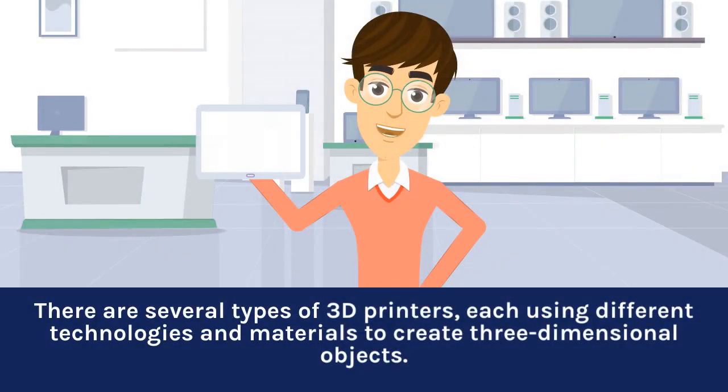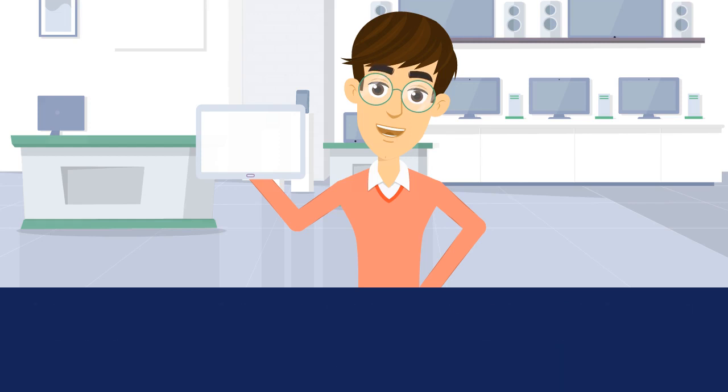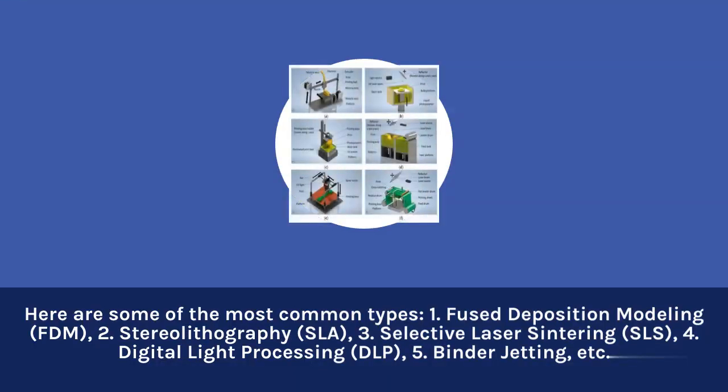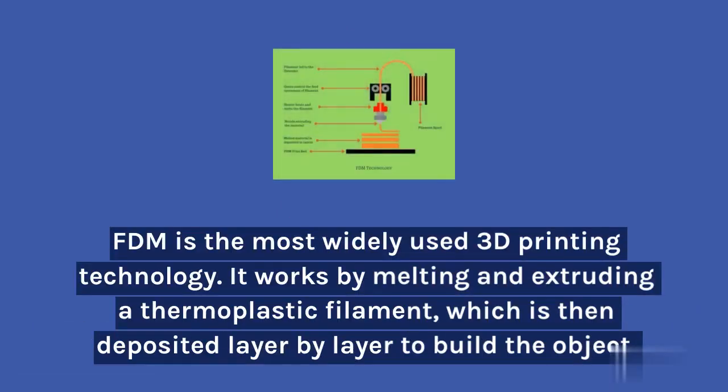There are several types of 3D printers, each using different technologies and materials to create three-dimensional objects. Here are some of the most common types. 1. Fused deposition modeling, FDM. 2. Stereolithography, SLA. 3. Selective laser sintering, SLS. 4. Digital light processing, DLP. FDM is the most widely used 3D printing technology. It works by melting and extruding a thermoplastic filament, which is then deposited layer by layer to build the object.